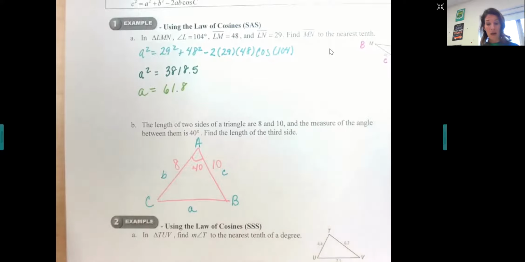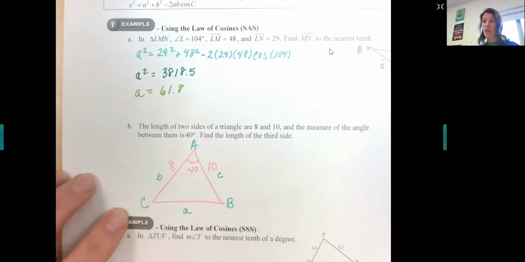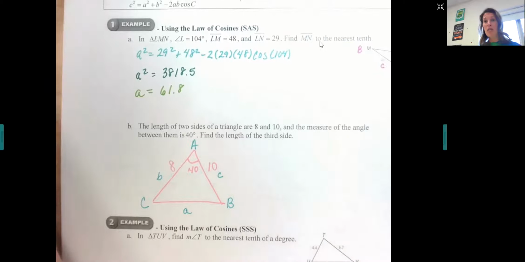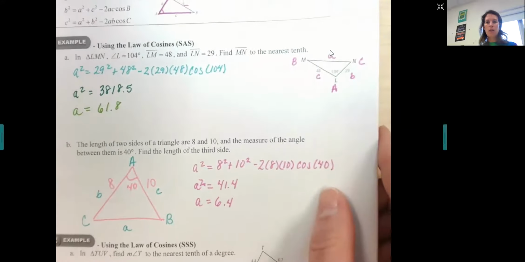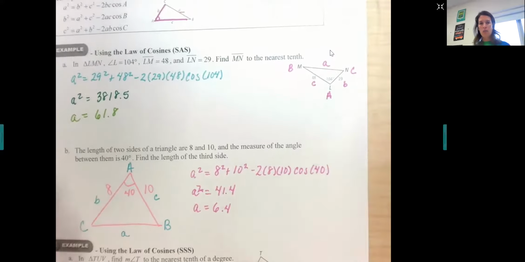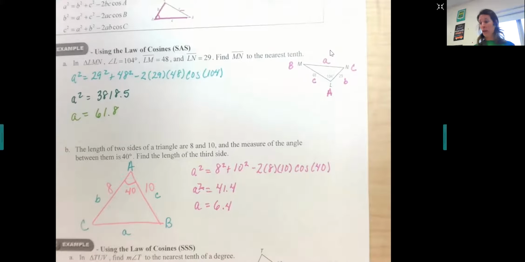If you need extra help with it, I have an additional video for you to watch, but first you are solving this and I'm giving you the answer so that you can check your work. All right, so here's the work that I did. Push pause if you need extra time to check and make sure that your work is correct. Our answer is 6.4.